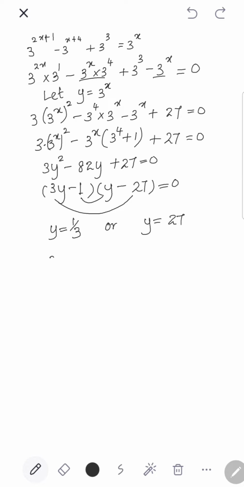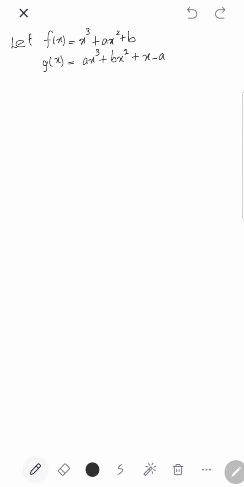Now what is y? For our substitution, 3 to the power x. 1 over 3 can be written as 3 to the power minus 1. Therefore x is minus 1. 3 to the power x equal 27 is 3 to the power 3. Therefore we get x equal 3.